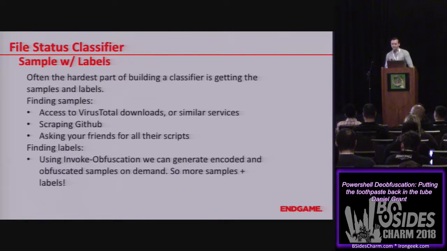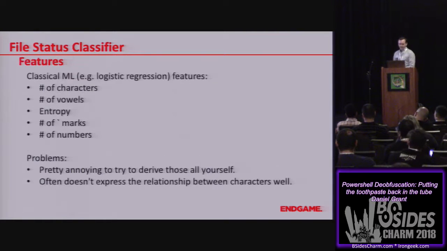Luckily, since we're using Invoke-Obfuscation, once we have just regular PowerShell scripts, we can generate the encoded and the obfuscated versions of those, so we get the labels for free. So, features: classical machine learning, logistic regression, support vector machine, some others that you might have heard of. You basically hand define all the features that you want. You're going to write a little script that finds the number of characters, the number of values, the entropy of the file, the number of backtick marks, all that sort of stuff.